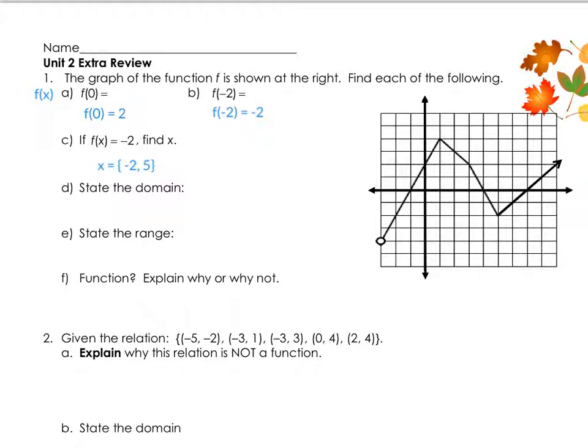So when that happens, remember that we have to write it as a set. So it's the set of values, negative 2 and 5. Those are the x's that go along with it.